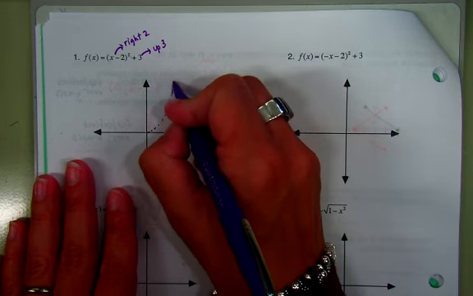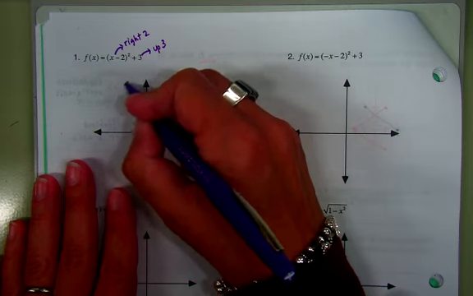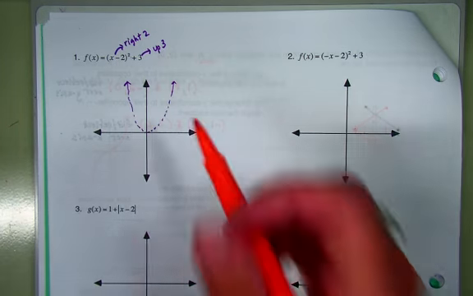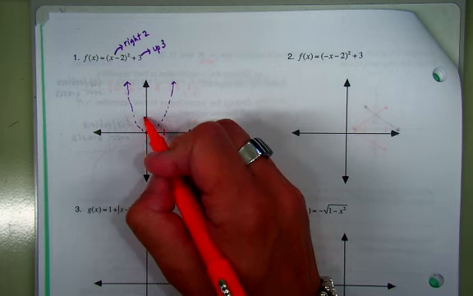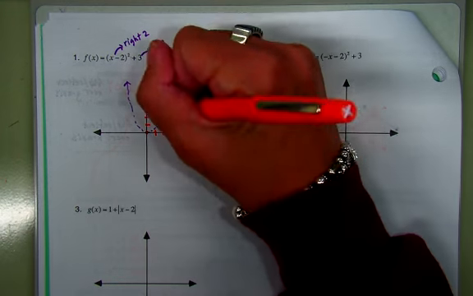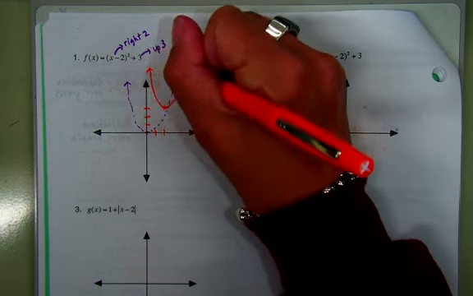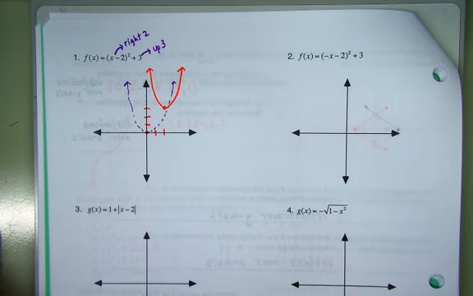I like to, again, draw my parent function on there. In this case, I would just move that vertex. Okay, so check your graph. That's good. Perfect. So if it's x squared, we just move our vertex and shift it over and up.